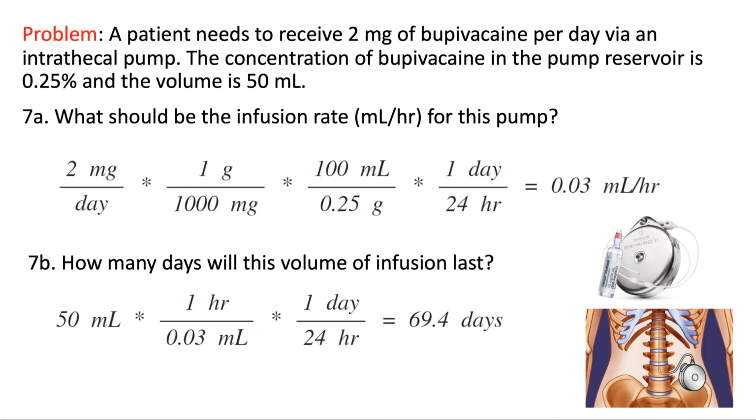But the question did want it expressed in days, so once again I've got to convert from hours to days. So let's multiply by the fact that in one day there are 24 hours. This way my units of hours cancel, and if I do that math from left to right, you can see that the reservoir at that rate would last 69.4 days. And that's the final answer to question 7.